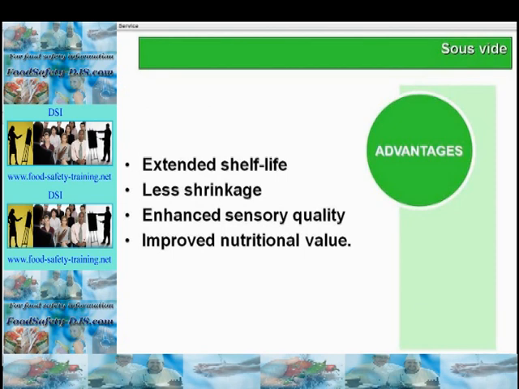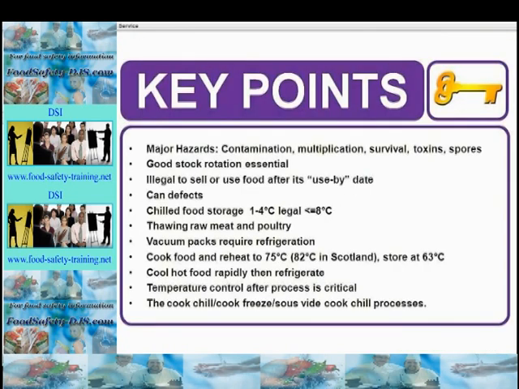Advantages include extended shelf life, less shrinkage, enhanced sensory quality, improved nutritional value. Disadvantages include significant capital and operating cost, limited number of suitable products, and there could be serious consequences if things go wrong. Controls include rapid cooling, storing at less than 3 degrees Celsius, maintaining the pouch integrity. Clostridium botulinum is controlled by preservatives, salt content, water content, shelf life, pH, and storage temperature of less than 3 degrees Celsius.